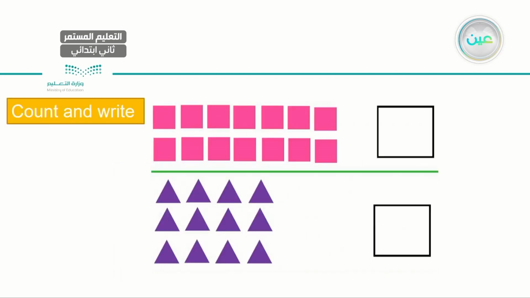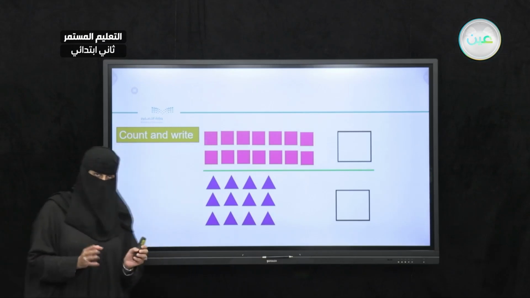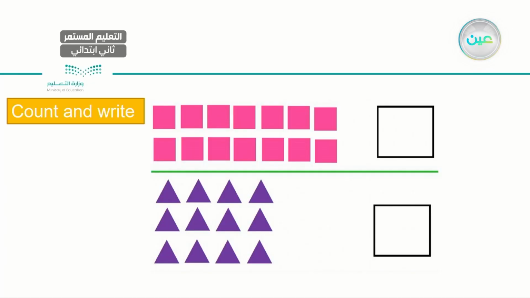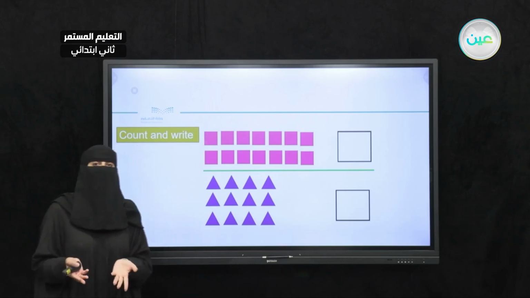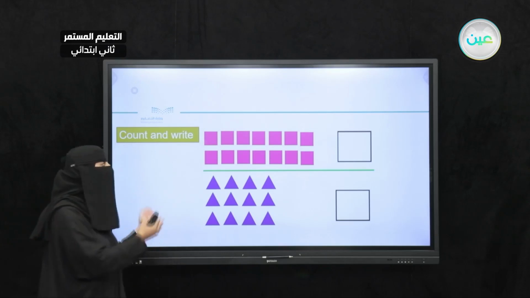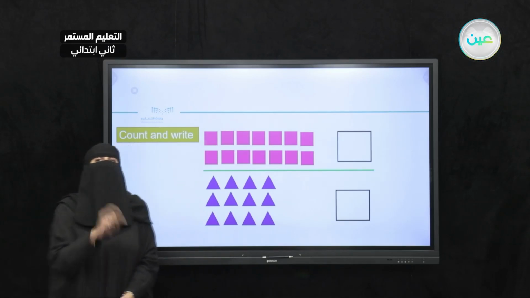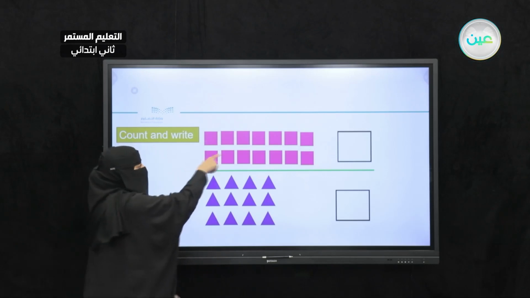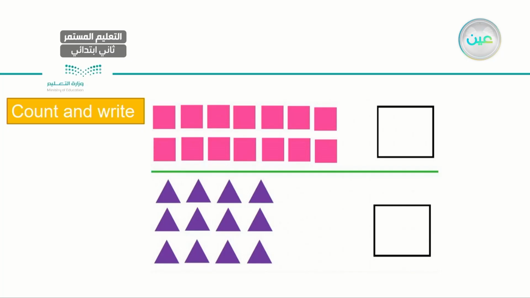Now, what I need you to do now is count and write. So I will give you enough time to go ahead and count. How many squares do we have here? Do I have 1, 2, 10, 12, 13? Go ahead, I'll give you a minute, count the squares and then give me the number. How many squares do we have? Go ahead and count. I will give you time.